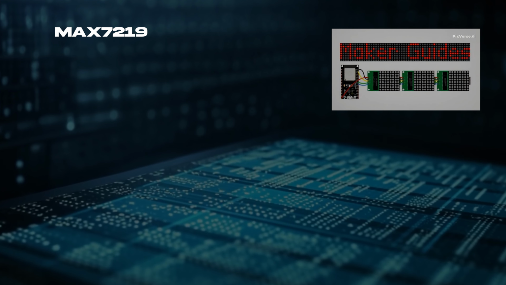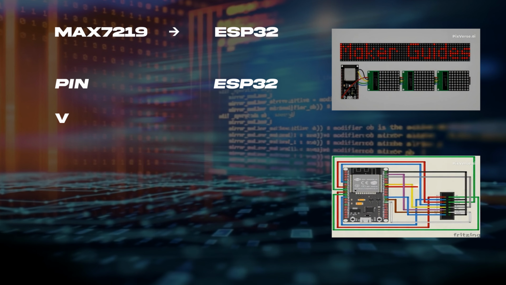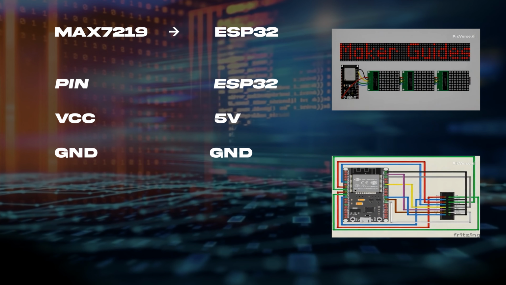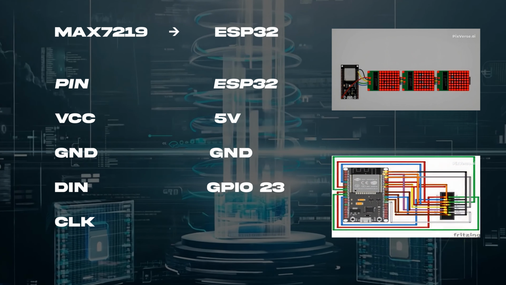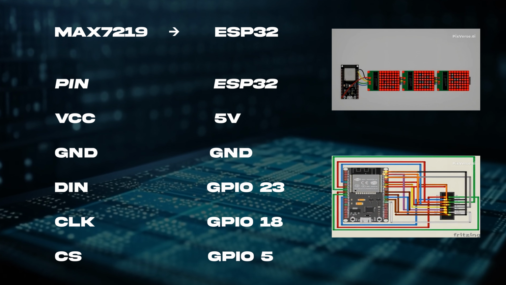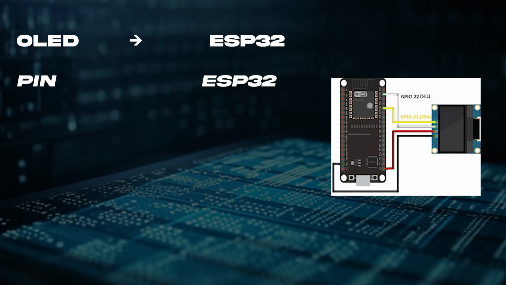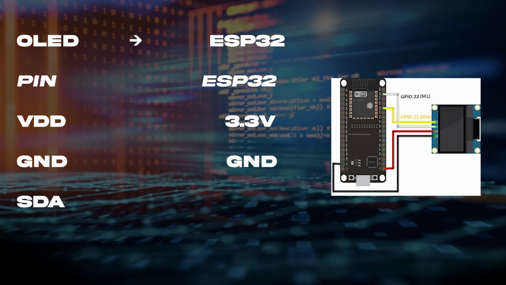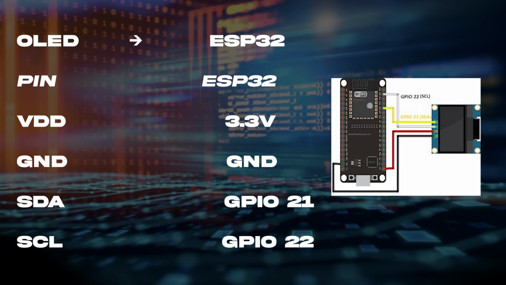Here, for your reference, we are providing the hardware mapping and Wi-Fi constraints. MAX7219 to ESP32: VCC connected to 5 volts, GND connected to GND, DIN connected to GPIO 23, CLK connected to GPIO 18, CS connected to GPIO 5. OLED to ESP32: VDD connected to 3.3 volts, GND connected to GND, SDA connected to GPIO 21, SCL connected to GPIO 22.